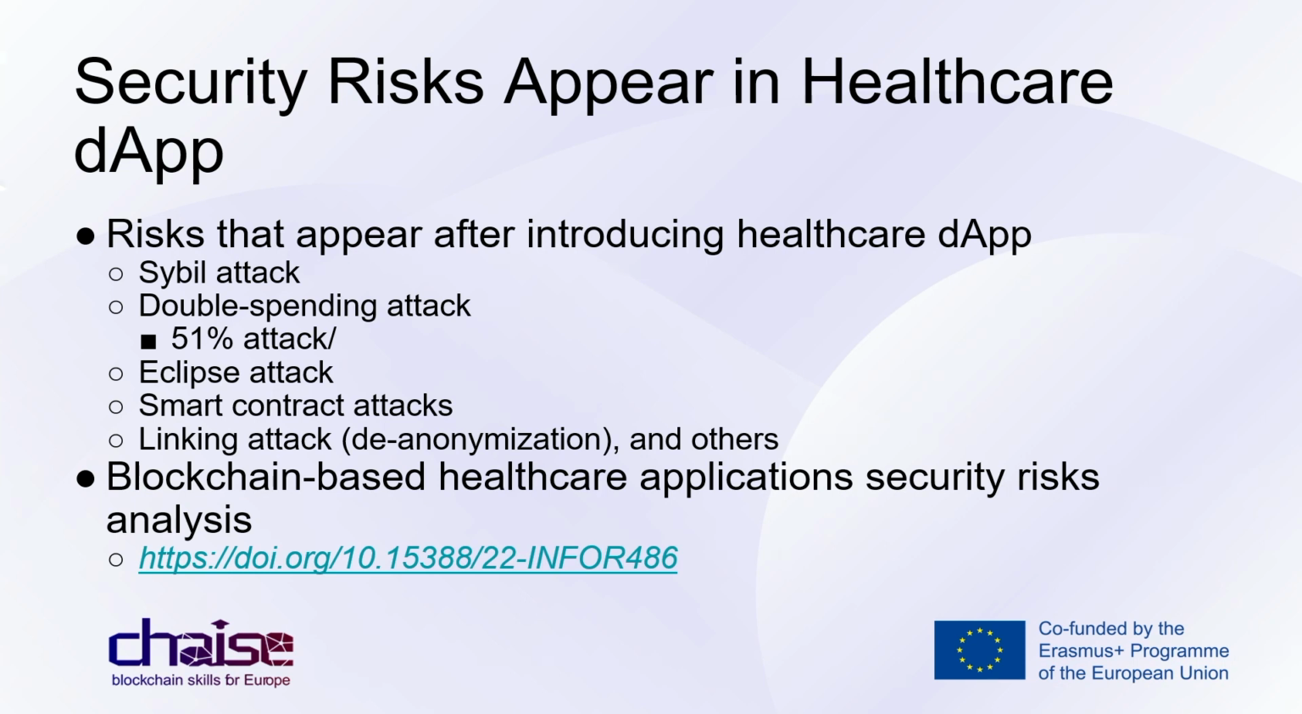And all these security threats listed here can be observed within the decentralized applications which are built on top of the blockchain. For example, in our case, we are discussing the healthcare decentralized application, the blockchain based back pain patient healthcare application. It can suffer from the Sybil attack, double spending attack, eclipse attack, smart contract attack, and linking or de-anonymization attack. So such security threats appear after introducing blockchain in a healthcare application. And here we will discuss the Sybil attack and double spending attack in more detail.